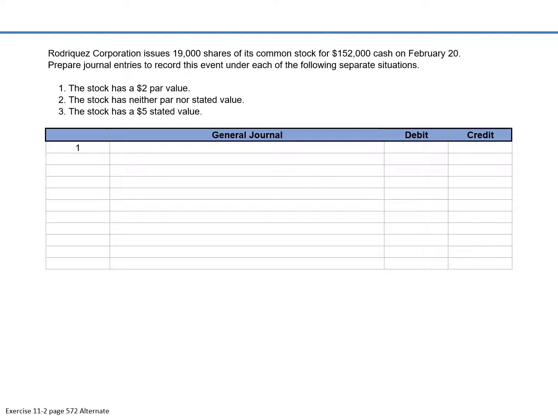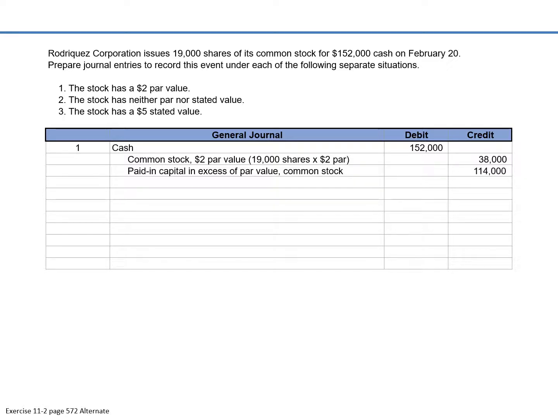Rodriguez Corporation issues 19,000 shares of common stock for $152,000 cash on February 20th. Prepare the journal entries under each of the following situations. So if the stock has a $2 par value, we're going to debit cash for the $152,000. We're going to credit common stock equal to the par value times the number of shares, so 2 times 19,000, 38,000, and then the difference gets put to your paid in capital in excess of par, common stock, for $114,000. In situation 2, there's no stated or par value, so you just have a debit to cash and a credit to common stock.